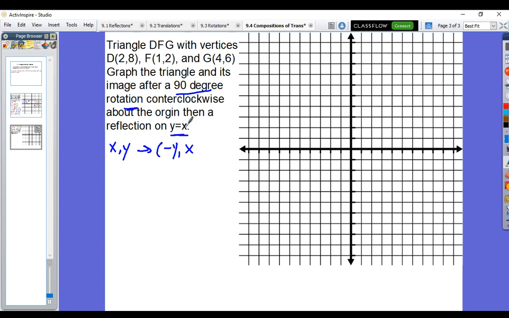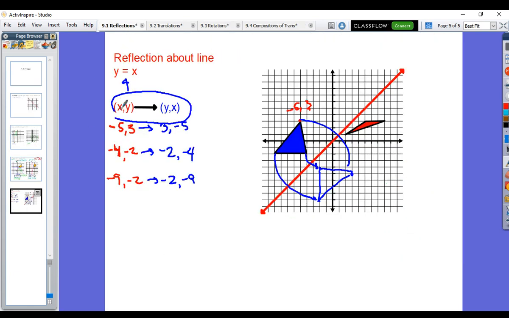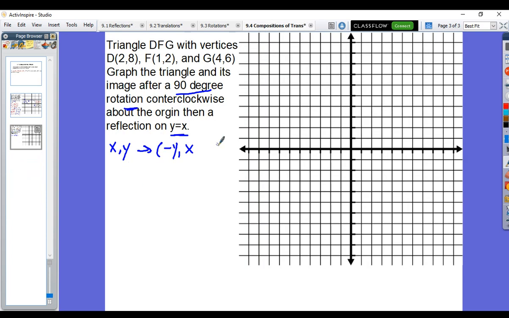And then a y equals x reflection. When that happens, it goes from x, y, and it flips it to y, x. It just flips the coordinates. So then, I write that. It goes from x, y to y, x. So we're going to be doing two sets of different changes. They're going to change it twice.